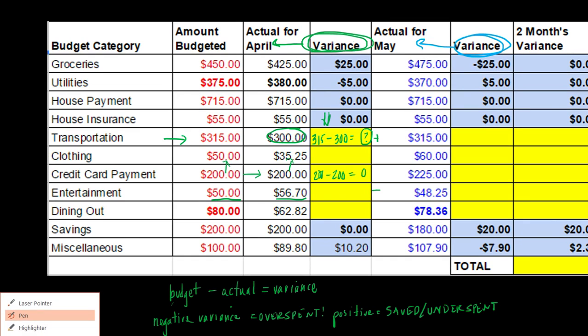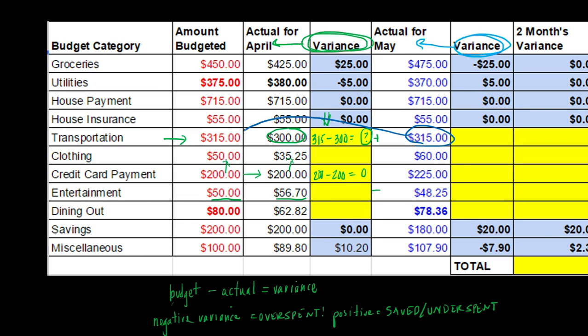So you'll do the same thing when you come over to May. I'm still going to compare here's what I actually spent. I'm still going to go over here and compare it to 315. Okay, same thing with the next line. I'm still going to take this 60 and compare it to my original budget. So I budgeted 50, I actually spent 60, and that's going to give me my variance. Okay?